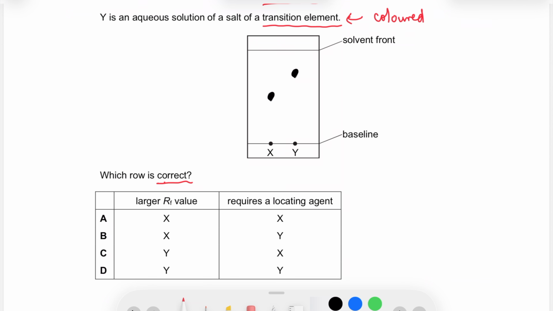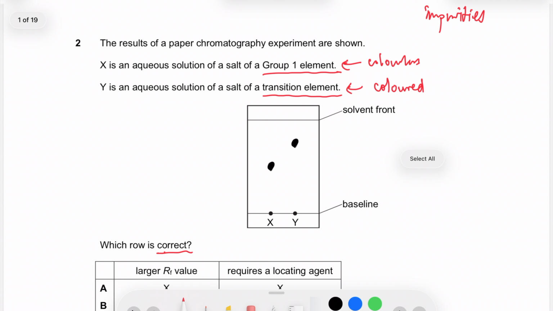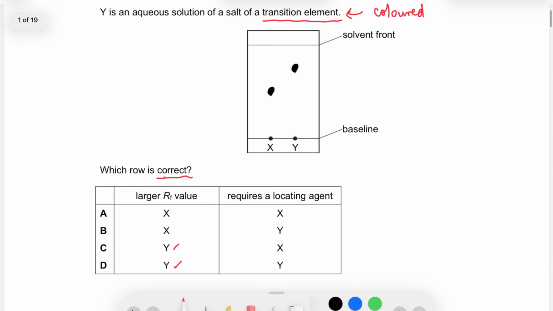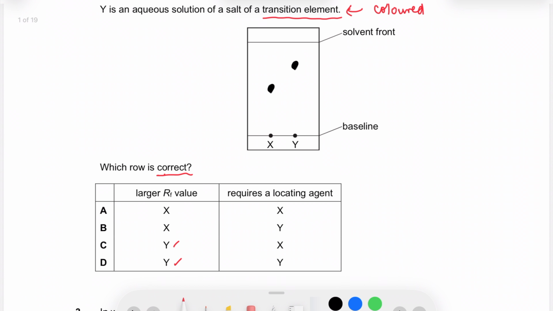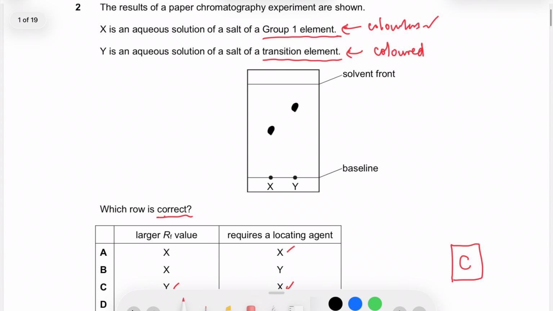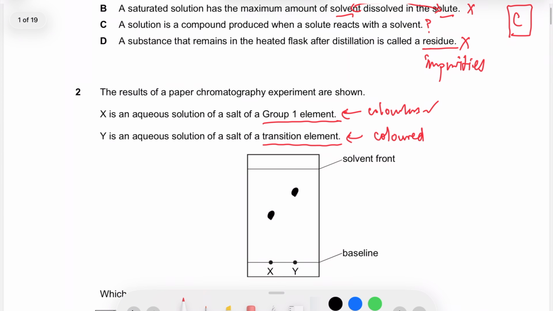The larger Rf value means you will travel further, so it will definitely be Y. And then, requires a locating agent. The one that requires a locating agent will be X because it's colorless. A locating agent will turn a spot from colorless to colored. So it will be X, so the answer will be C. So this whole question is under chromatography, of course.